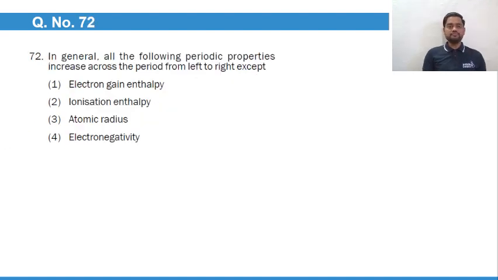72. In general, all the following periodic properties across the period from left to right. Okay. In general, from left to right, electron gain enthalpy increases, ionization enthalpy increases, atomic radius decreases, electronegativity increases, and hence option number 3 is the right answer.